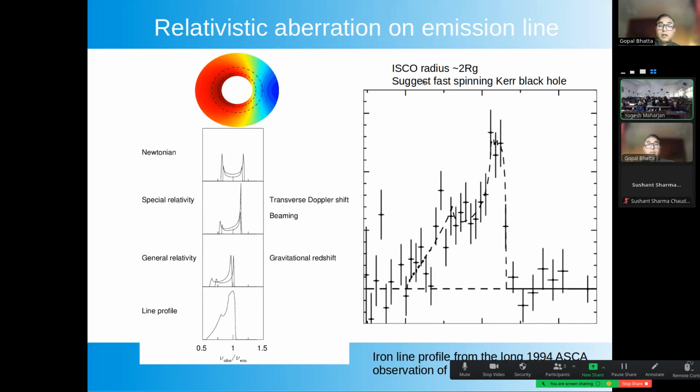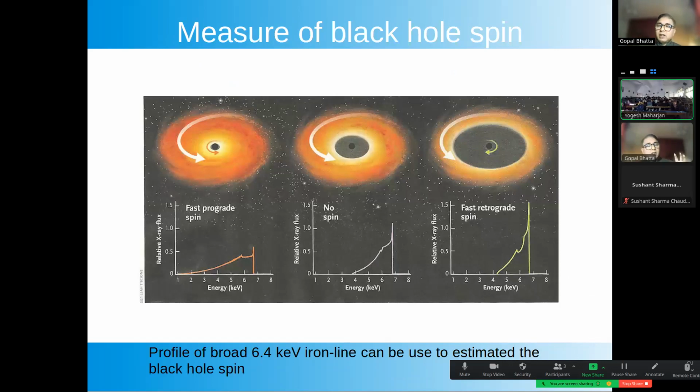The x-axis is the energy, representing wavelength or frequency, and the y-axis is again the number of counts, and each dot is a count, and this line is a fit. So this indeed looks like the line profile that's predicted by GR. All right, and this line technique can also be used to measure the spin of black holes.